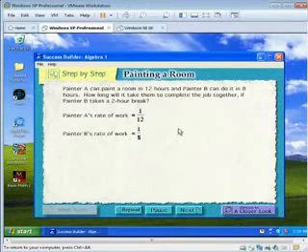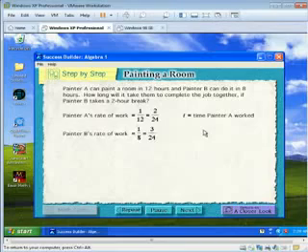First, we need to determine the painter's rates of work. Before we can compare these rates, we need to rewrite the fractions so the denominators are equal. We know that painter A worked the whole time and painter B took a 2-hour break.